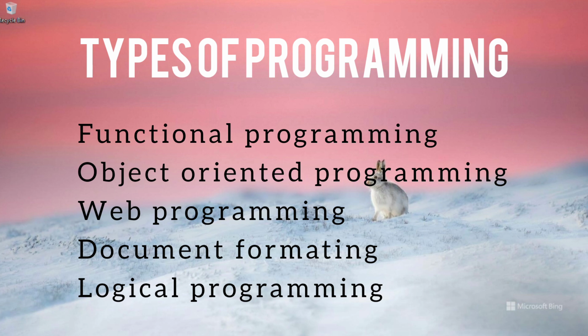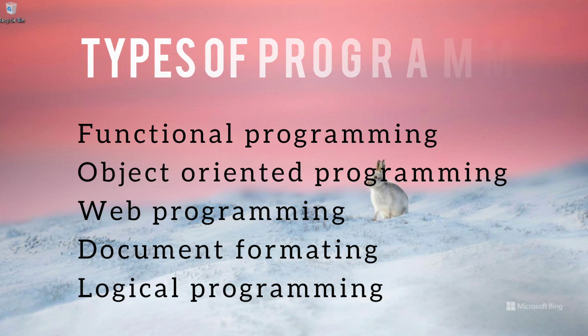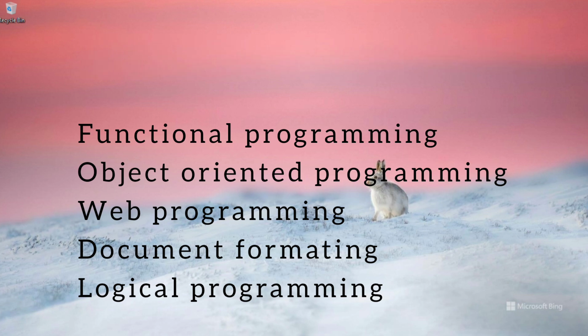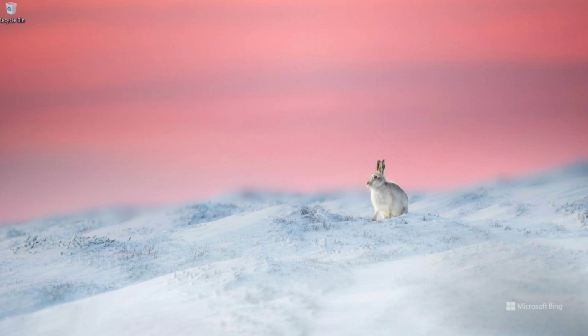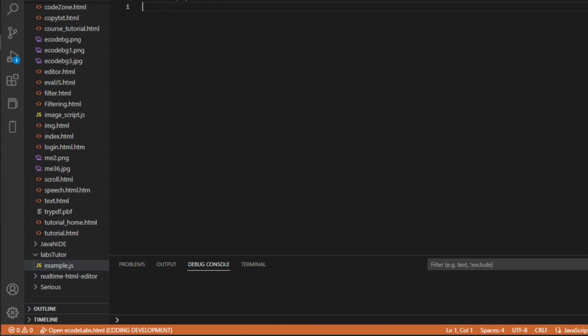Okay, so with coding or programming, we have some types of programming. We have functional programming, object-oriented programming, web programming, document formatting, and logical programming. Functional programming is when functions are created, like when you want to do something repeatedly. You don't want to tell the computer that when it sees a blue color you should take it, then another time when it sees it you say take it, but you want to create something so that whenever it sees it, it will automatically take that thing. So you create some functions to do that for you.